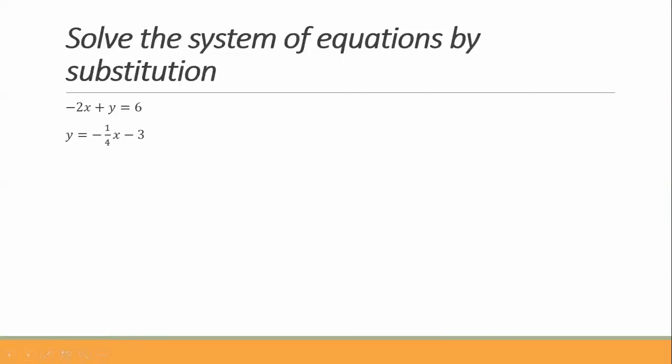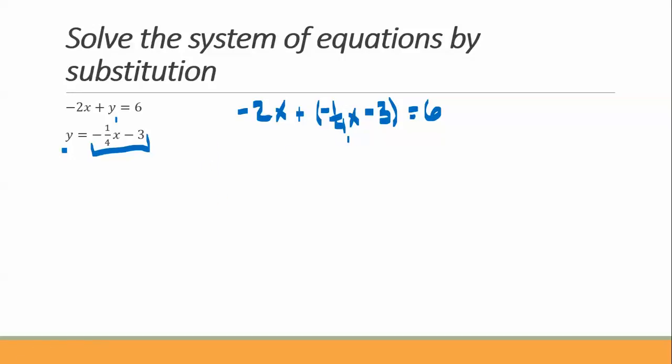Alright, now we're going to solve by substitution. Substitution means we're going to take and substitute one of the variables out. The second equation says y equals this right here. So we're going to put this in for y up here. So we're going to have -2x plus -1/4 x minus 3 equals 6. So this was where the y was to begin with.